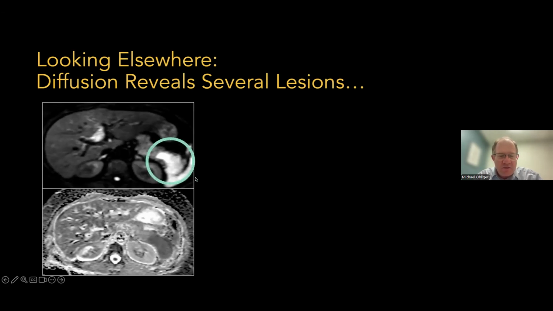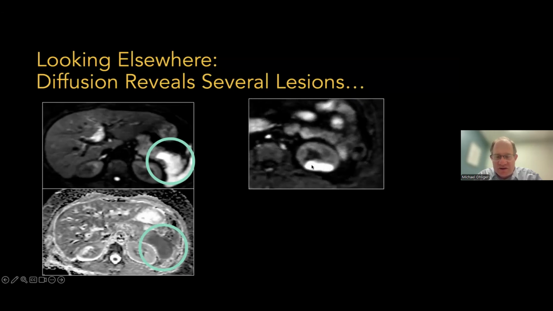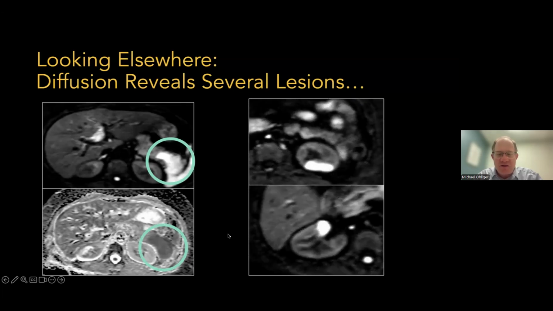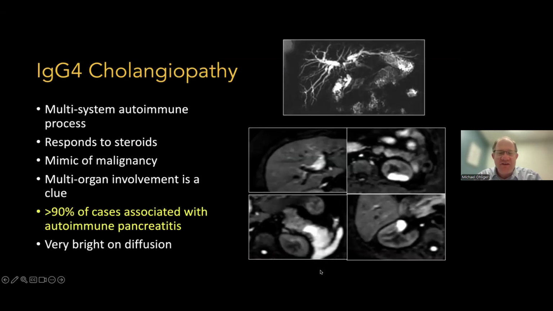And then we could also look at the kidneys. We actually see lesions in the kidneys. So anyway, the classic findings when you have lesions in multiple organs, including the biliary tree, and actually this patient came in with jaundice, but we saw these other lesions, was actually IgG4 cholangiopathy. So it's always something that we have to keep in mind.